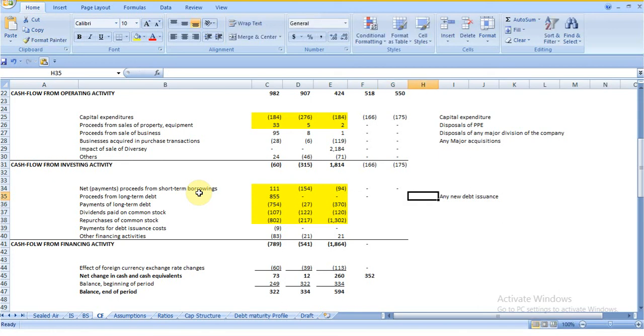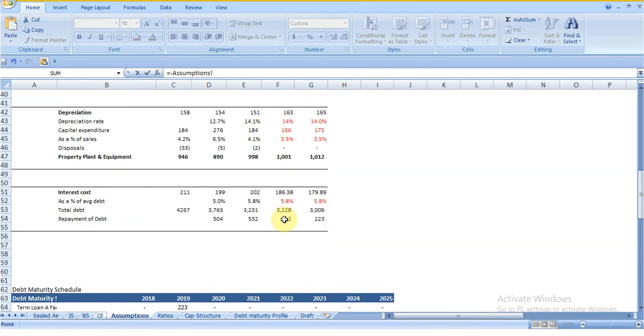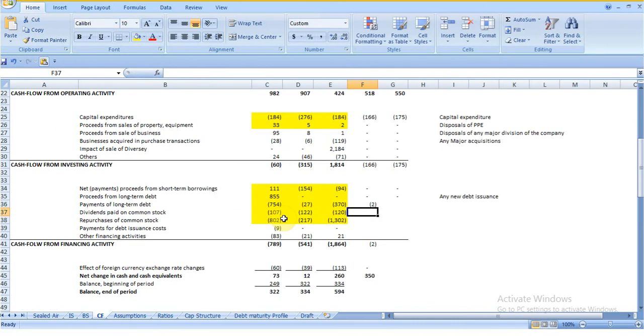If the company is issuing any new debt, then you need to plug in that number here. Now, repayment of long-term debt. We already know, and we have done this in our assumption, that the company is repaying 2 million of debt in 2018. So we are going to plug in this number here and drag it.